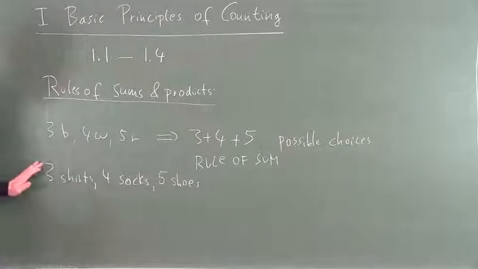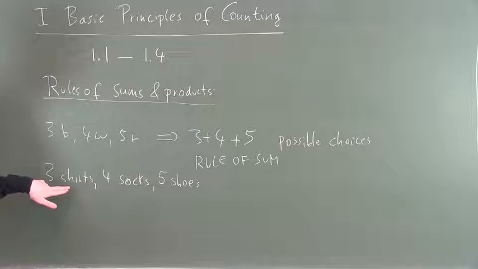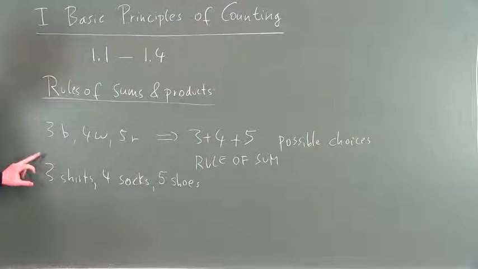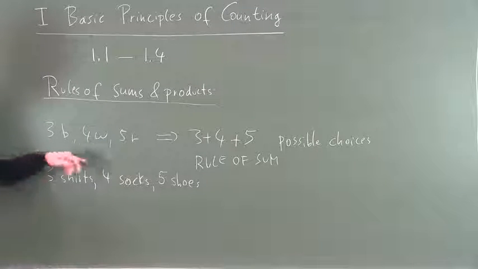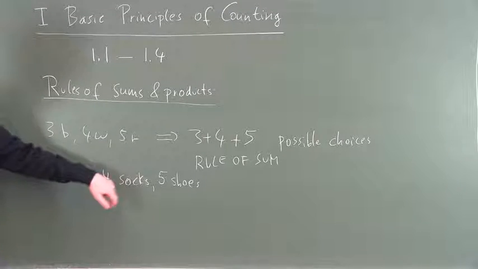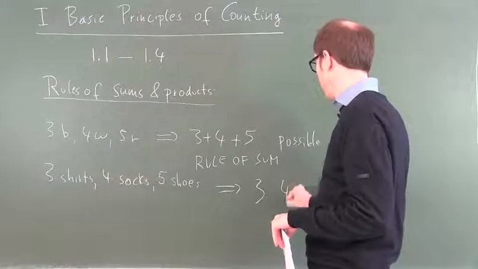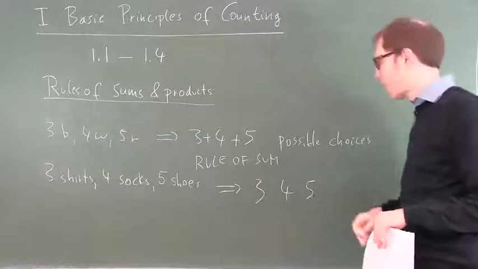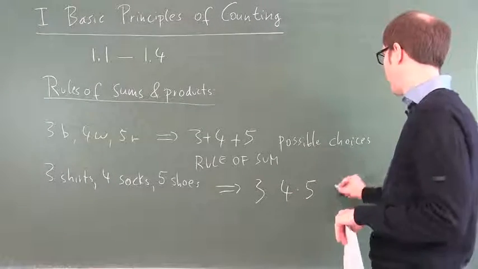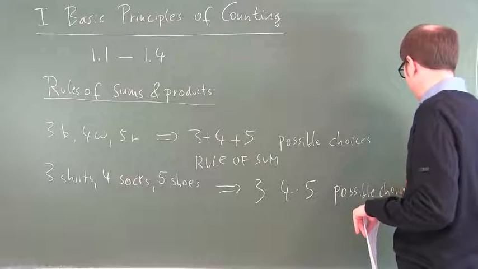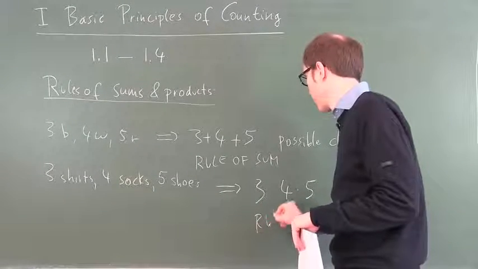Okay, so deep mathematics going on here. Now the question is, how many choices of outfits can you make? Well, you have to choose 1 shirt, 1 sock, and 1 shoe. So we can choose three possible choices here. For each such choice, we now have 4 possible choices, and then we have 5 possible choices. So in total, we get 3 times 4 times 5. And so these are the possible choices. And this is called the rule of product.